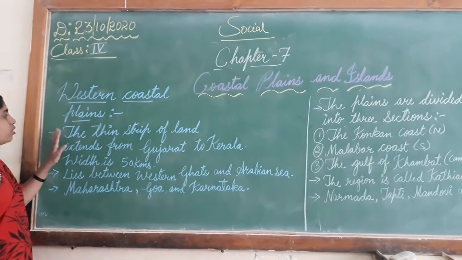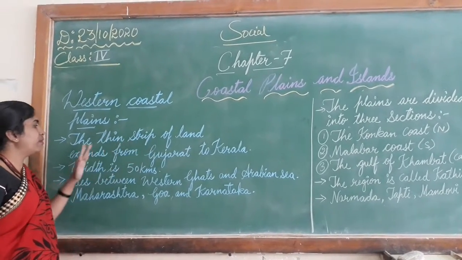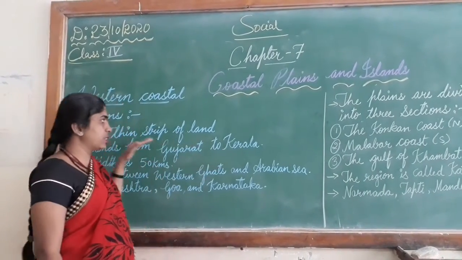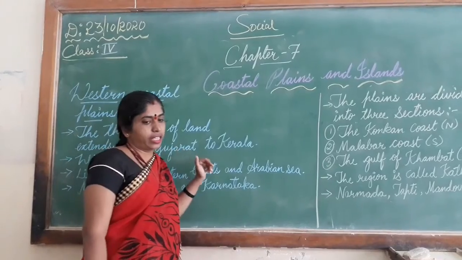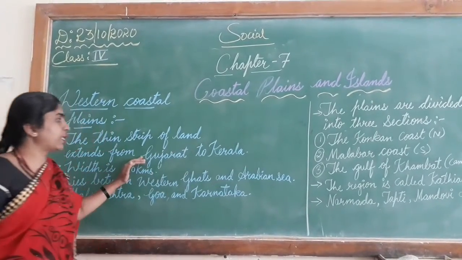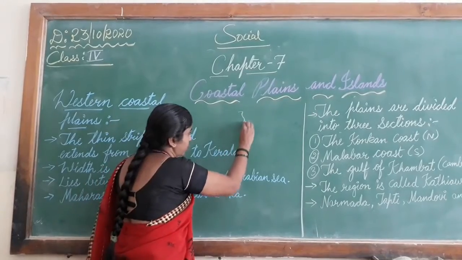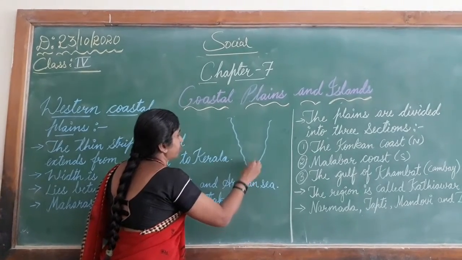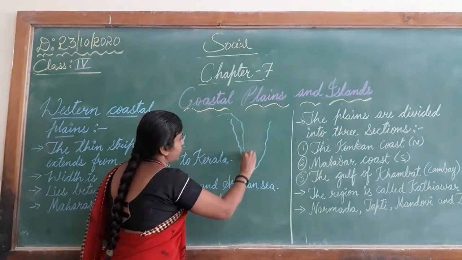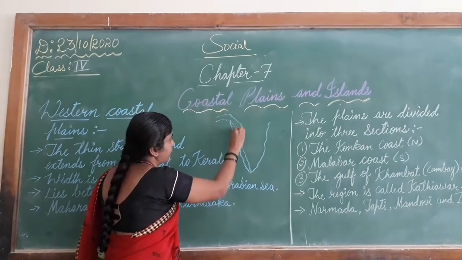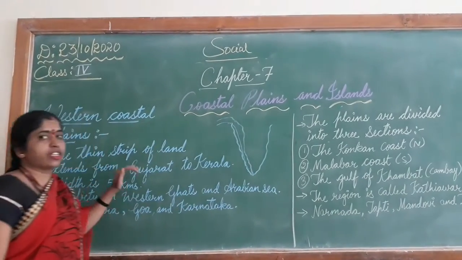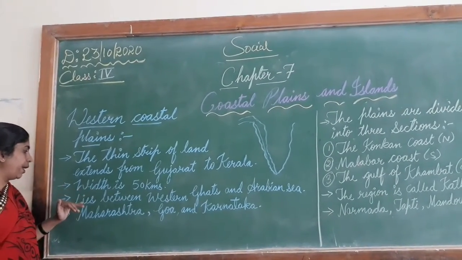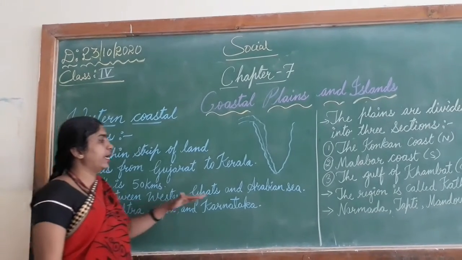So children, the western coastal plain is the thin strip of land that extends from Gujarat in the north to Kerala in the south. This thin strip of land from Gujarat to Kerala is called the western coastal plain and its width is 50 kilometers, and it lies between the Western Ghats and the Arabian Sea.